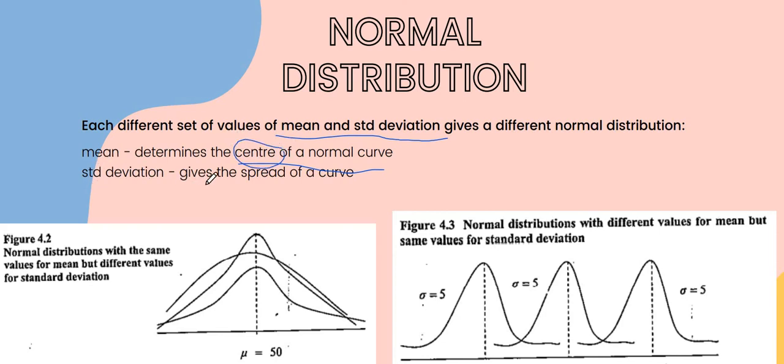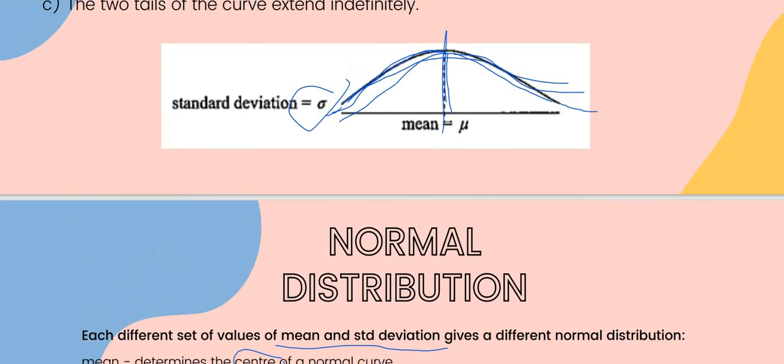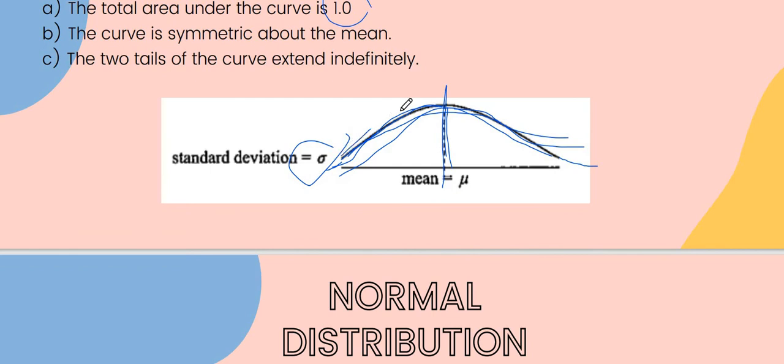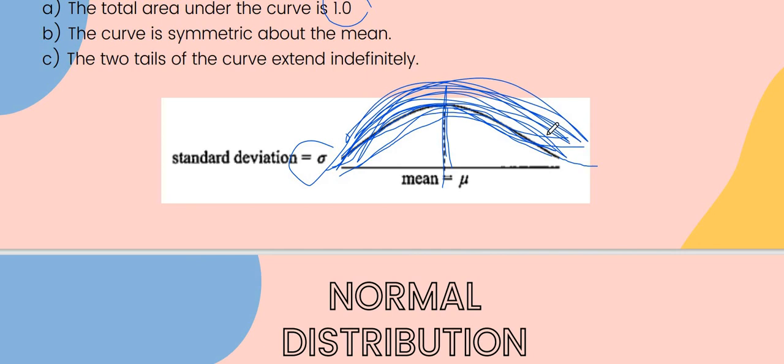And then for standard deviation, it gives the spread of a curve. Like I mentioned just now, the spread of this one is your standard deviation. How the graph spreads out, and the middle one or the center one is your mean.